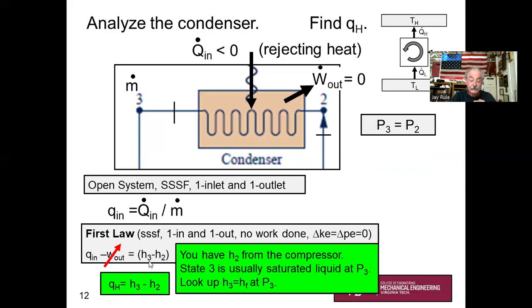By the first law, it's going to be H3 minus H2. You've already found H2. Typically, H3 is an easy lookup because typically the phase of state 3 is a saturated liquid. So if you know P3, H3 is a simple lookup value.